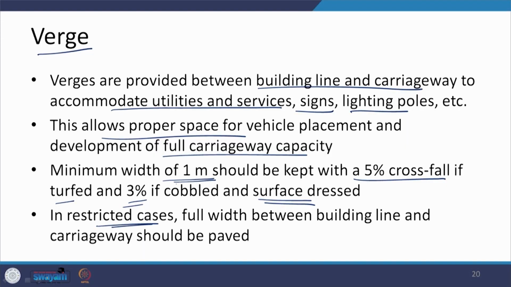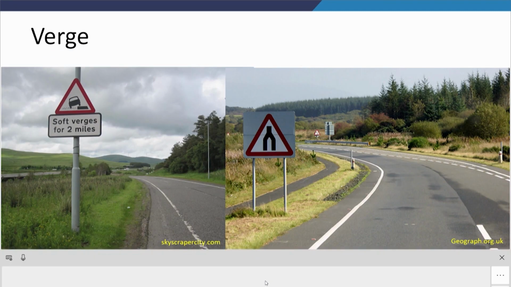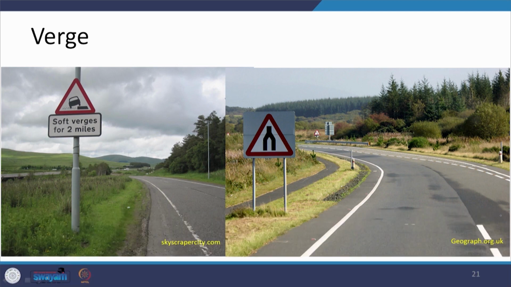In the restricted cases, the full width between the building line and the carriageway can be paved. So, that is an additional thing which may happen, and then we are going to embed the things in this one, but that can create a problem later when we are looking at it. So, what you can see is that you have a carriageway here, you have the shoulder which is paved and unpaved, and then there is a space being provided here in which the signs are located.